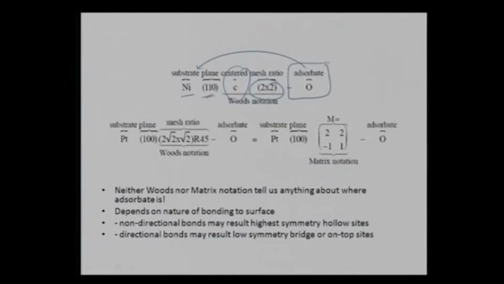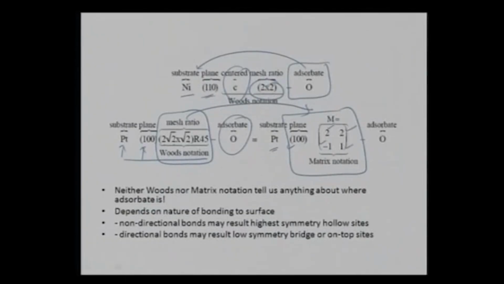Again just to give you equivalence, I am defining a platinum surface of plane 100. I will traverse 2√2 in x and √2 in y at an angle of R45, and the adsorbate is again oxygen. That means equally, in matrix notation, I have a similar plane, but now I define this particular part as traversing 2 distance in x, 2 distance in y, and -1 in x, -1 in y. So these terms become equivalent.